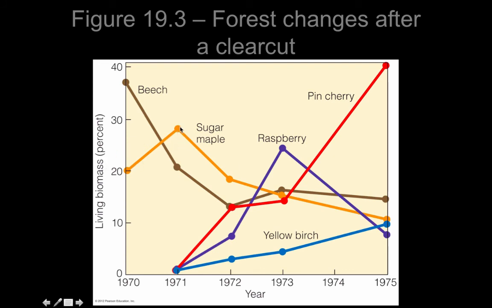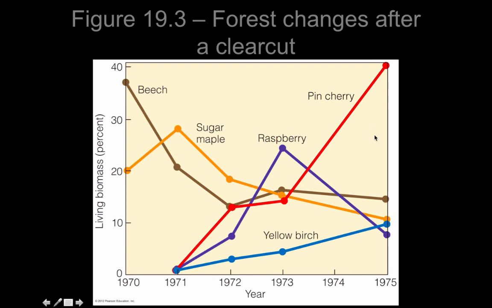Sugar maples reach their apex in 1971 in terms of abundance, and then they start to decline because what happens is these other species like pin cherry and raspberry and yellow birch start to grow in, and over time the pin cherry basically shades out a lot of these other species, and the yellow birch grows much more slowly, and it's going to be one of the climax sort of species in this environment, and it will eventually, years later, be shading out a bunch of these relatively early successional species. And so we see this shift in the community composition from one year to the next year to the next year.